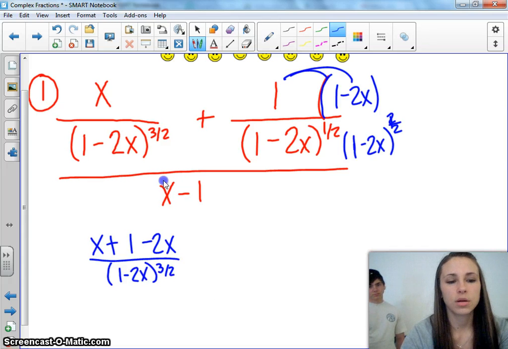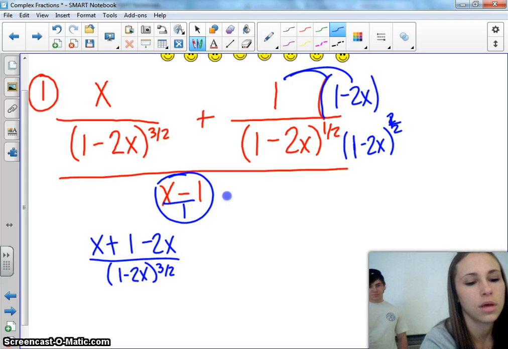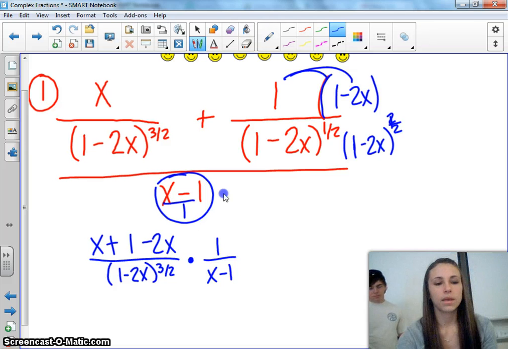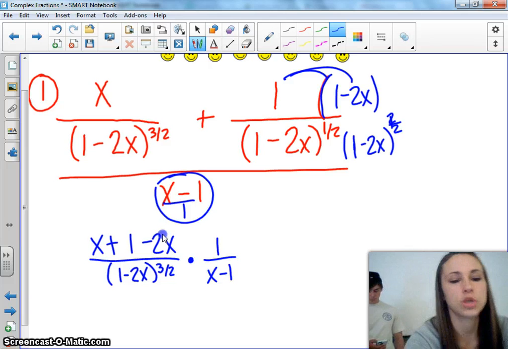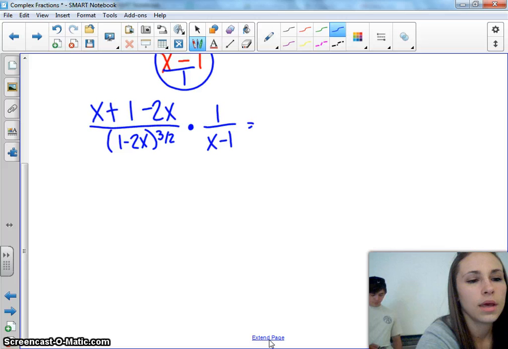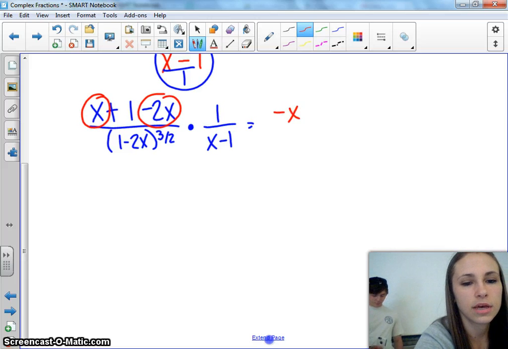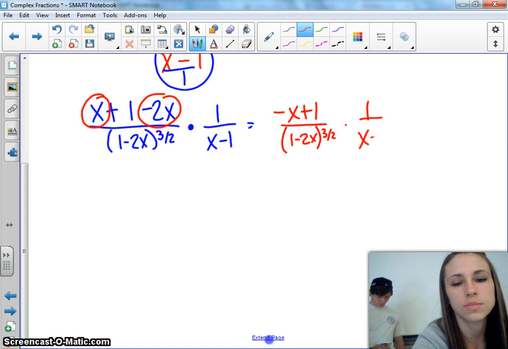In the very bottom here, since this does not have a denominator, it's just x minus 1, I'm going to put that over 1 and then flip it and multiply. So right here I'm going to have times 1 over x minus 1. Now the only thing I have left to do is simplify what's in the top here and combine like terms. That ends up being x minus 2x is negative x, plus 1, over (1 minus 2x) to the 3/2 times 1 over x minus 1.